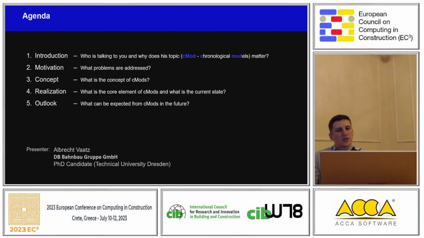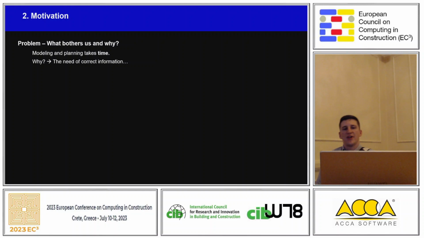We already finished the first point of my agenda, so let's go over the rest really quickly. I will talk to you about the motivation of our work and the related problems. Next, I will show and explain to you the concept of chronological models, or CMODs. Then I will get a bit into the details of realization and present to you the core element of CMODs in its current state. And I will finish my presentation with a little outlook of what possibilities might be lying ahead. So let's start with our motivation.